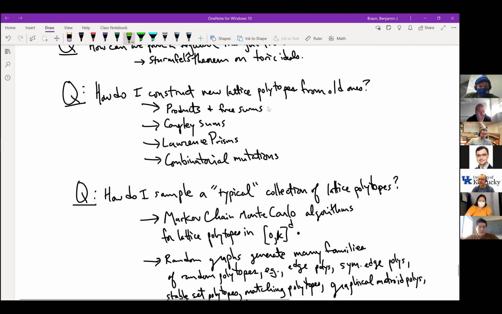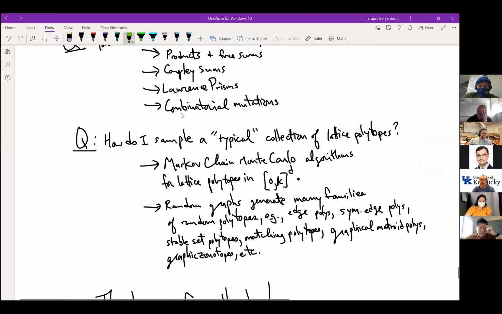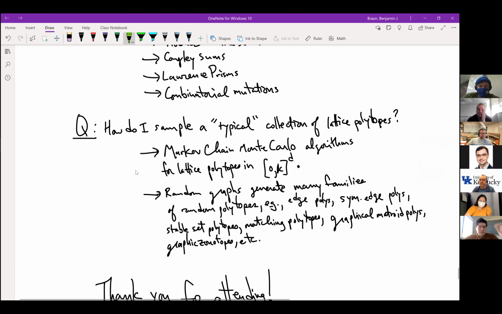How do I construct new lattice polytopes from old ones? There's a bunch of techniques. How do I sample a typical collection of lattice polytopes? There are recent Markov chain Monte Carlo algorithms and ways to generate things from random graphs. So there's a whole lot of these kinds of guiding questions that lead to really interesting math.